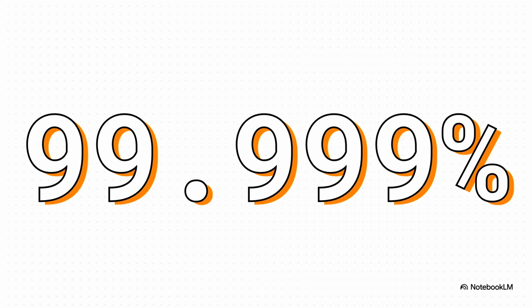99.999% availability. You know what that means? It means the system is designed to be down for just over 5 minutes in an entire year. And getting that last 9 of reliability, that involves incredibly complex and expensive engineering decisions.